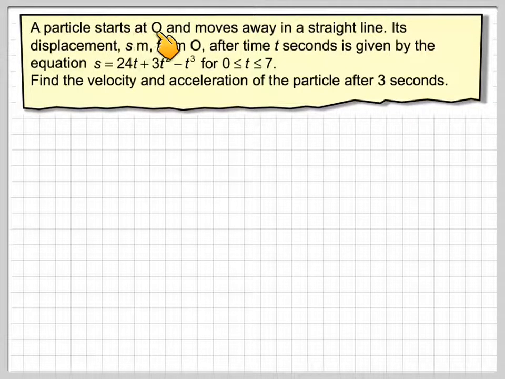A particle starts at the origin and moves away in a straight line. Its displacement, s meters from O after time t, is given by the equation s = 24t + 3t² − t³, for t between 0 and 7 seconds. Find the velocity and acceleration of the particle after 3 seconds.